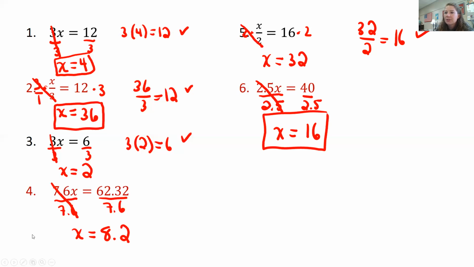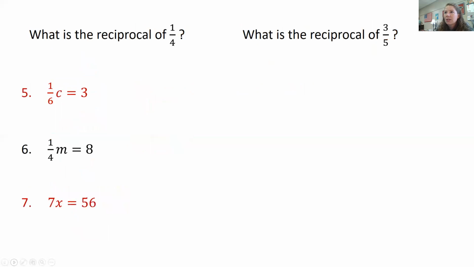All right, how'd you guys do? All right, let's look at the word reciprocal. Reciprocal means you take a number and you flip it.